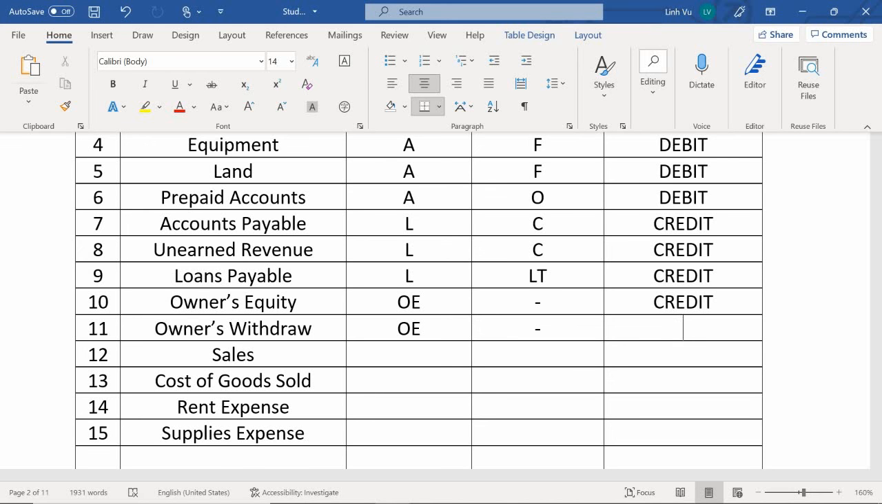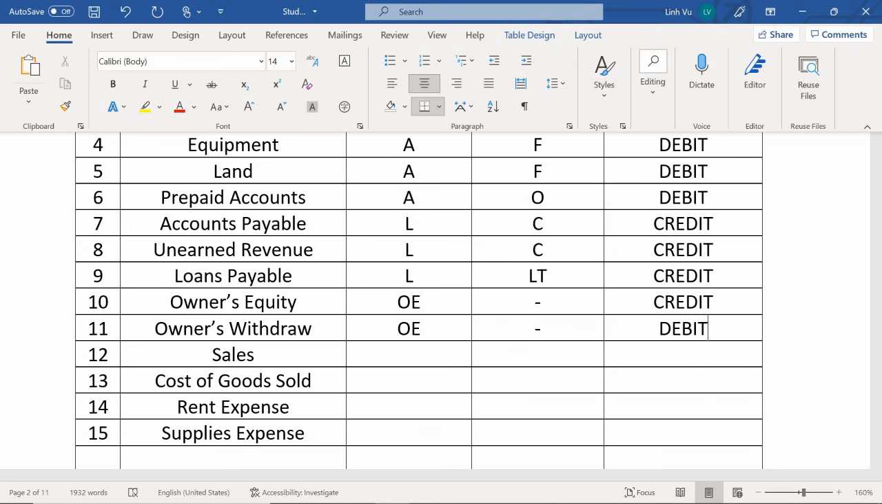So in this case, what kind of normal balance would an owner's withdrawal have for an equity account? Not credit. If credit increases it, it would be debit, correct, because it's going to decrease the owner's equity.